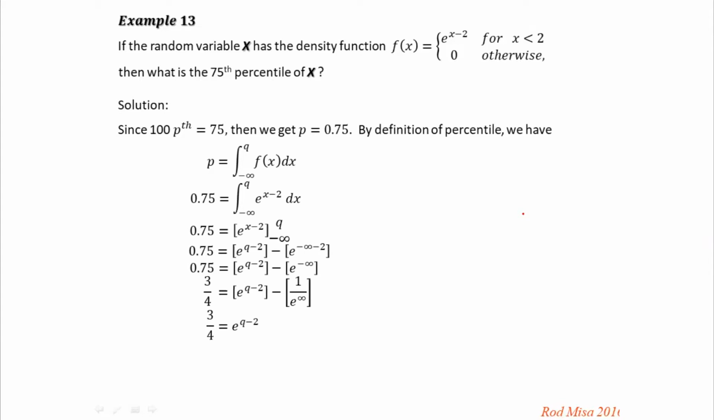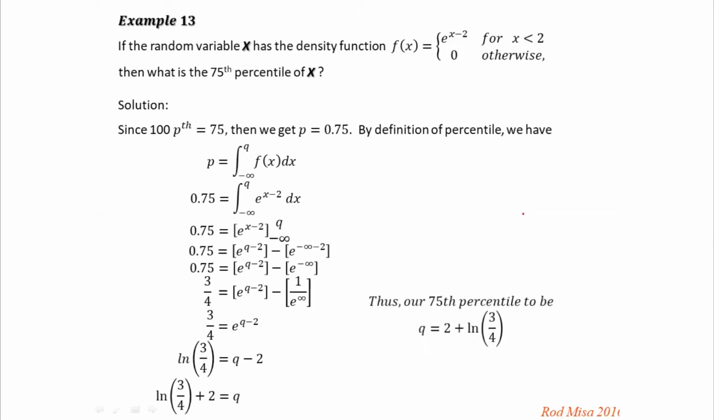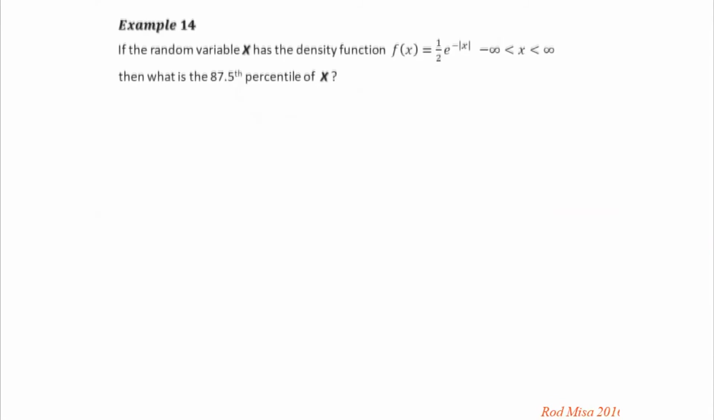Transforming this exponential form to its logarithmic equivalent, we have the natural log of 3/4 equal to q minus 2. Solving for q, the natural log of 3 over 4 plus 2 is equal to q. Therefore, our 75th percentile is 2 plus the natural log of 3/4. This is the value of the random variable for the 75th percentile. Now, let's proceed to our next problem.